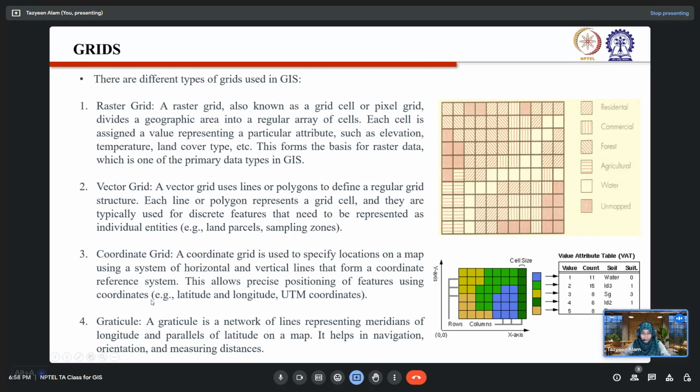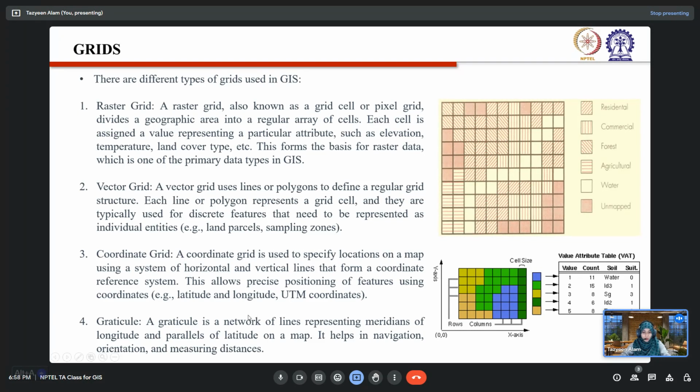Next, you have your graticule. Graticule again is a new term for you. A graticule is a network of lines that represents meridians of longitude and parallels of latitude on a map. So it will help you in navigation, orientation, and measuring different types of distances, right? So graticule is mainly used for navigation or orientation purposes where you have to do a certain level of measurement on your map.